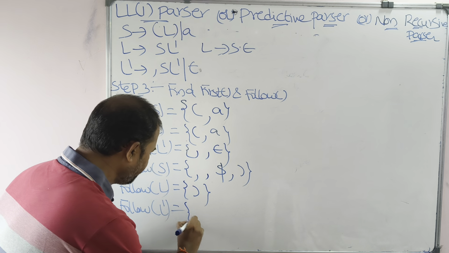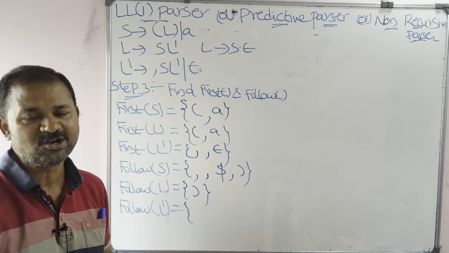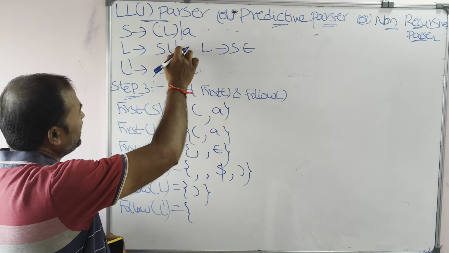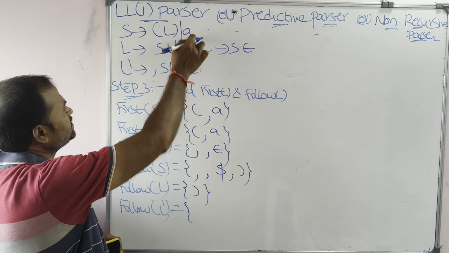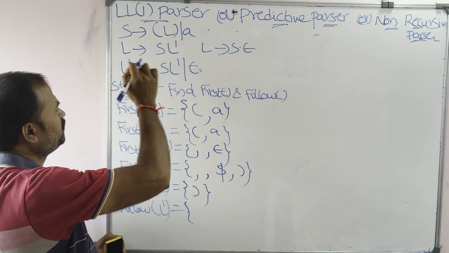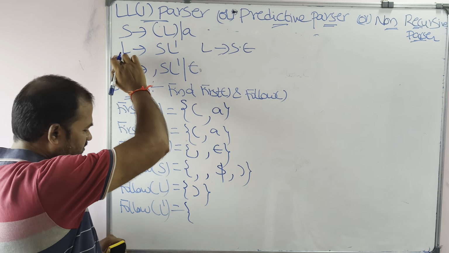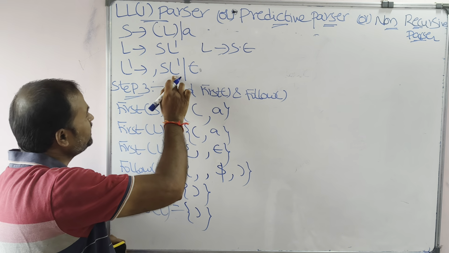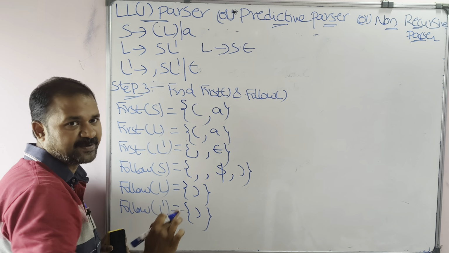Next, calculate follow of L dash. Check the location of L dash in the right hand side. Here, after L dash there are no symbols. So follow of L dash means follow of L, that is right parenthesis. Follow of L dash is right parenthesis.